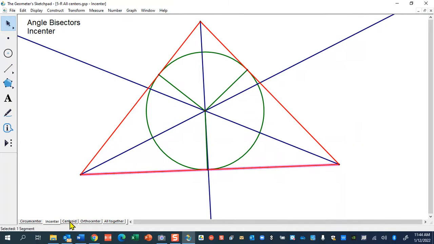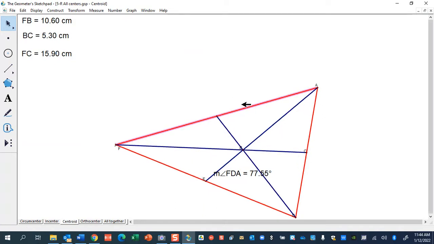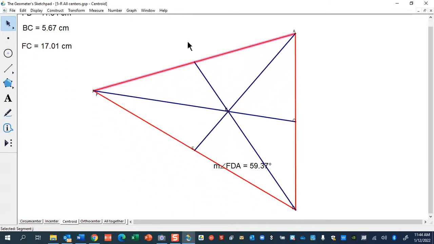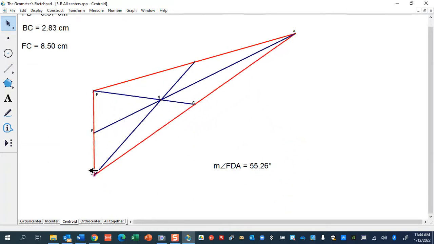All right, let's talk about the centroid. Centroids are created by what? Medians. And the medians bisect the segment, right? So it's the midpoint to the vertex. Midpoint to the vertex is our medians, right?